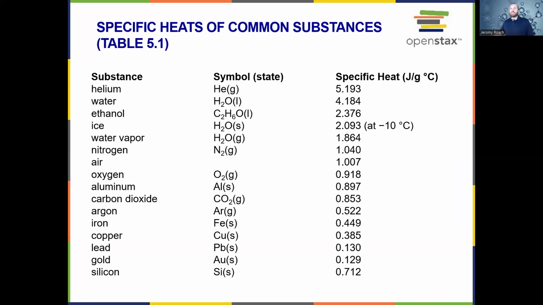This table shows us specific heat values for substances like water, iron, copper, gold, and much more. And depending on which textbook that you're looking at, you will be able to find the specific heat of these substances somewhere in your textbook. Most likely, it will be in the appendix of your book.